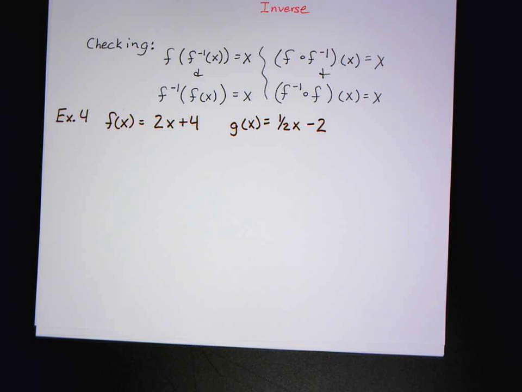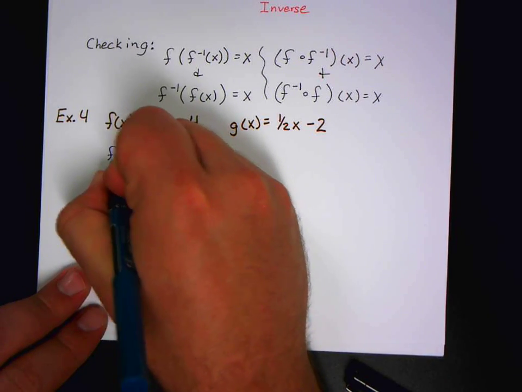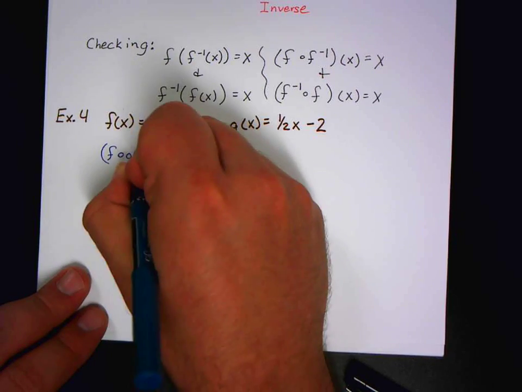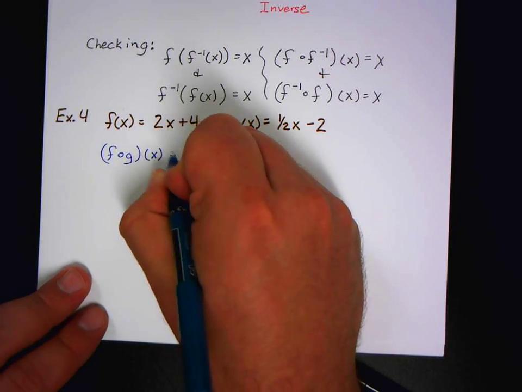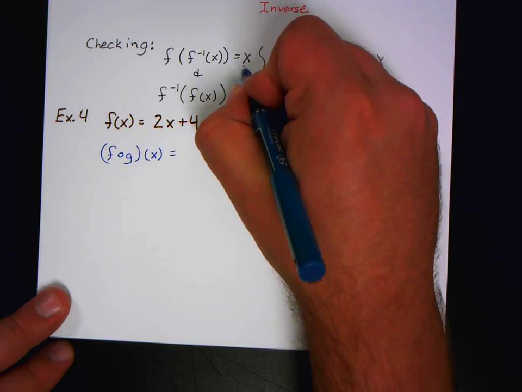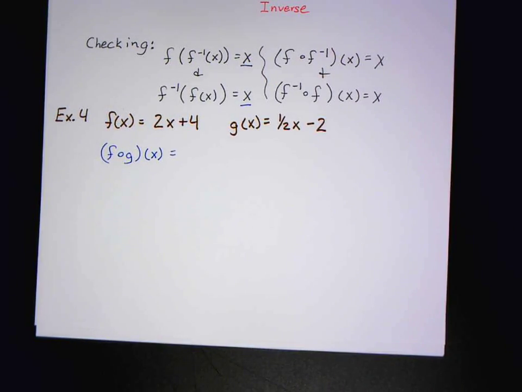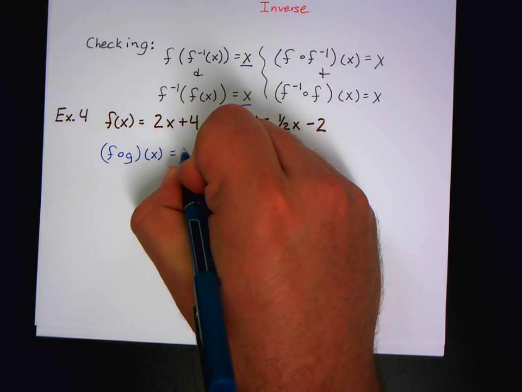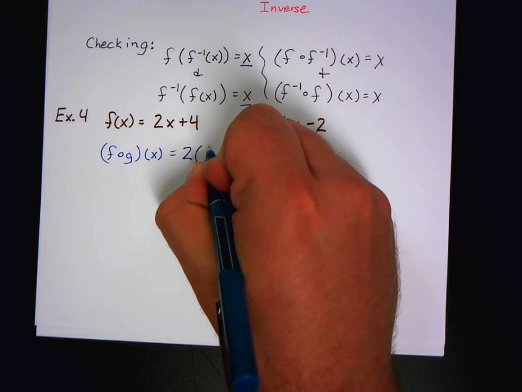So what we have to do to check these is just do a composition. It doesn't matter which direction you do the composition. So I'm just going to do this: f composed with g of x. If I get x for an answer, then they're inverses. If I don't, then they're not. It's just that simple. So this is what I'm looking for. I need x for an answer. So according to this, this is the way it needs to look.